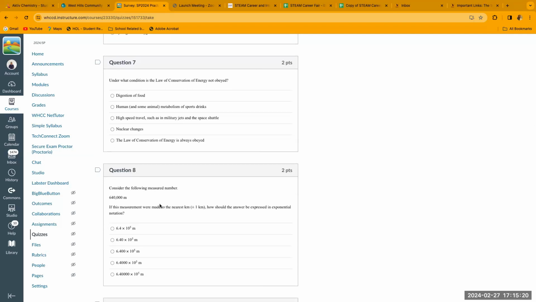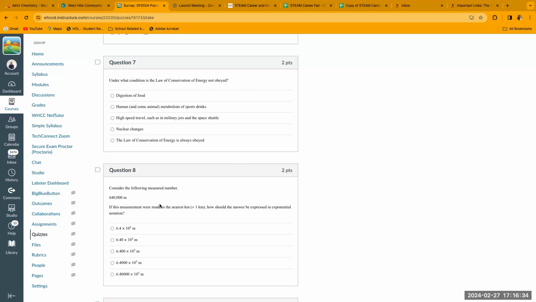Under what condition is the law of conservation not obeyed? A, digestion of food. B, human and some animals metabolizing of sports drinks. C, high-speed travel, such as a jet, a military jet, and a space shuttle. E, nuclear changes. F, the law of conservation of energy is always obeyed. That is correct, Israel. Nuclear changes.